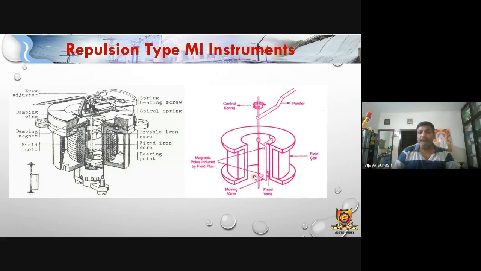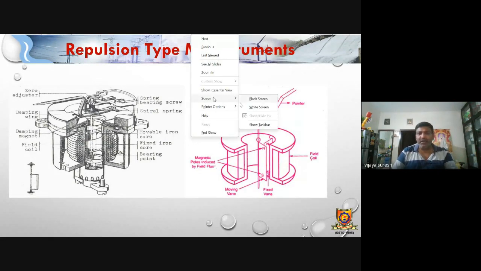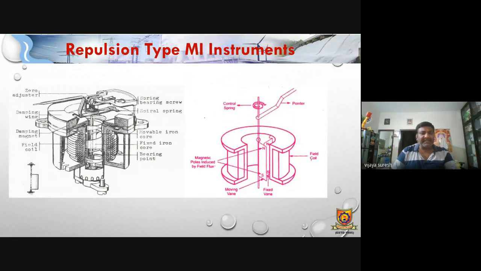To this spindle, the metal strip has been attached. Earlier we used a moving iron ring in an oval shape, but now we are using it as a plate. That is the difference between these two. And we can have various parts in the left side diagram. You can observe the various parts: zero adjustment, damping magnets, field coil, spring bearings, screws, spiral springs, movable iron core, fixed iron core, bearing point, etc. These are all the internal construction. From the examination point of view, we can draw the second diagram. That's enough for the repulsion type of moving iron instrument. Now, I hope it is clear to you.